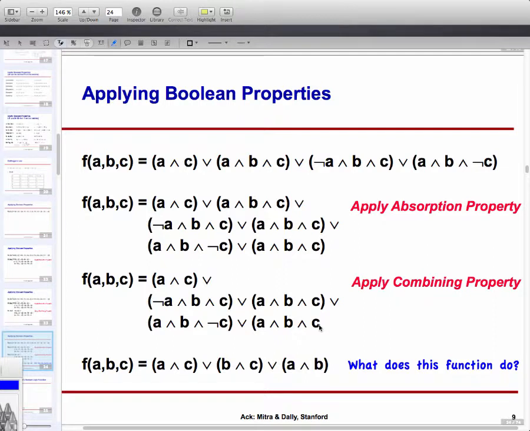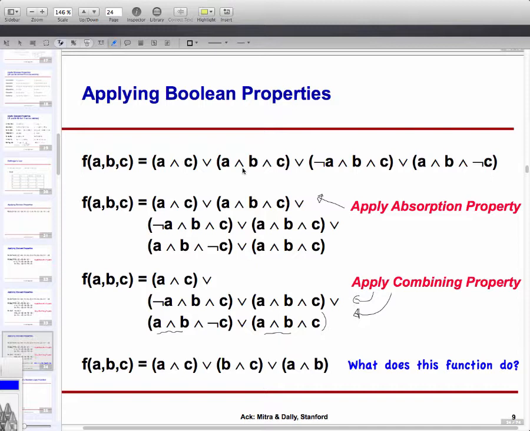And likewise in row 3, if we apply combining property, then we have A and B, and then we have C here and not C here. So that C cancels away and we are left with A and B. So we are applying combining property to row 2 and row 3, whereas in the first line we were applying absorption property. We combine all of that, and we end up with this function which says F of A, B, C is A and C, or B and C, or A and B.